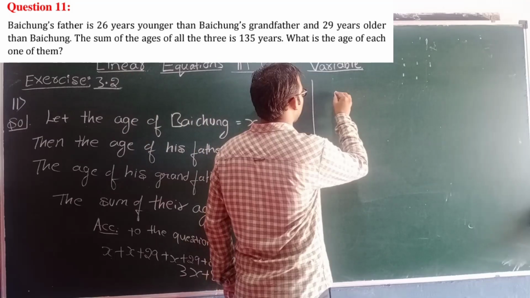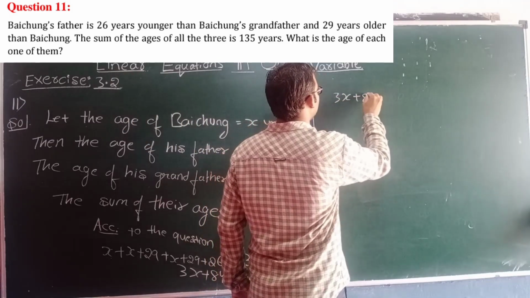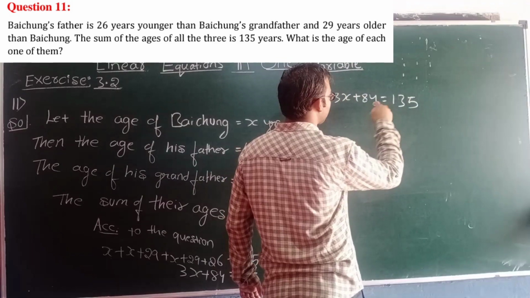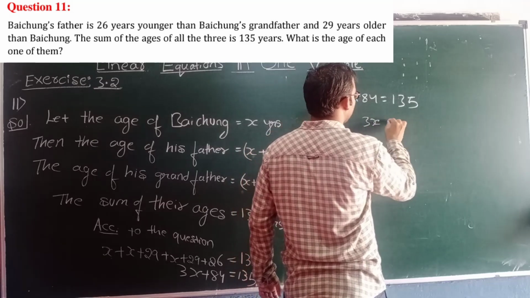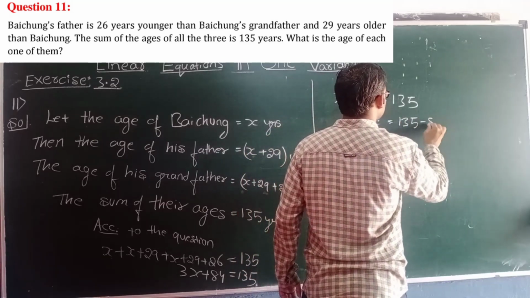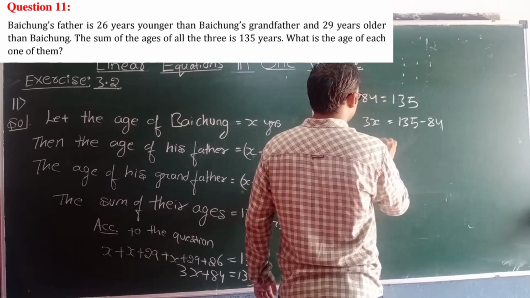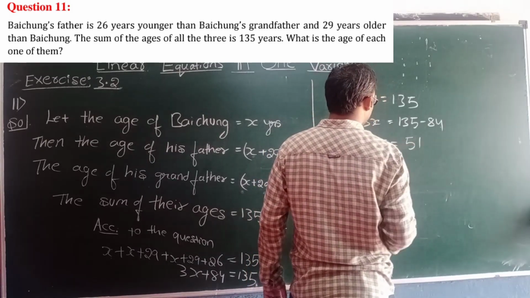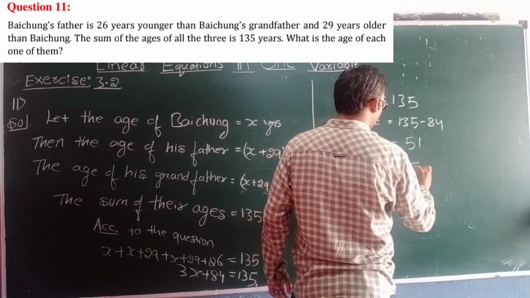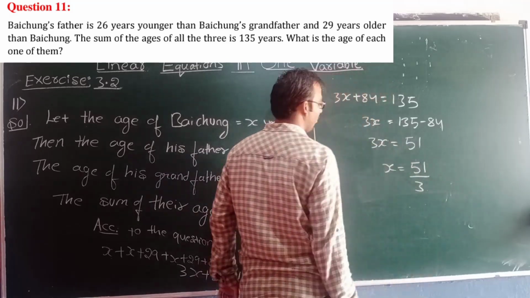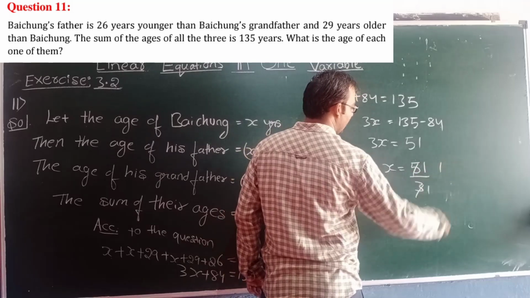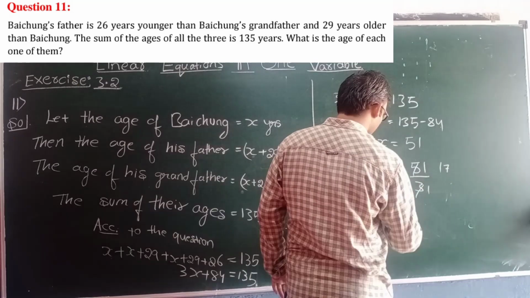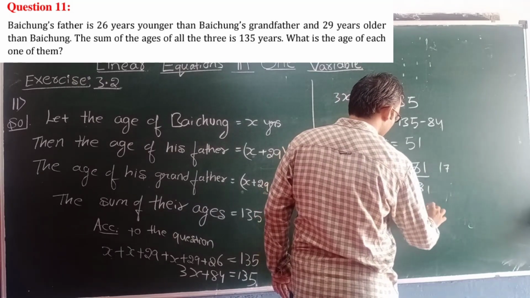Now what have we got? 3x + 84 = 135. So now transpose this 84 to the right side. That is 3x = 135 - 84. 135 minus 84 is how much? 51. Now x = 51 by 3. 3 ones are 3, 3 ones are 3, 2 remain here, 1. 3 sevens are 21. So what is the value of x here? x is 17.